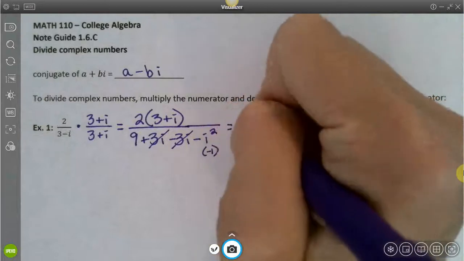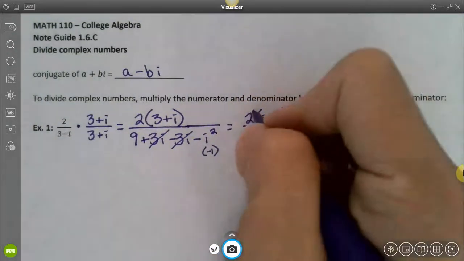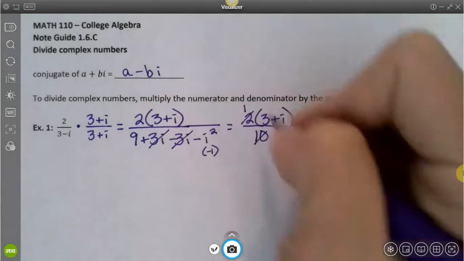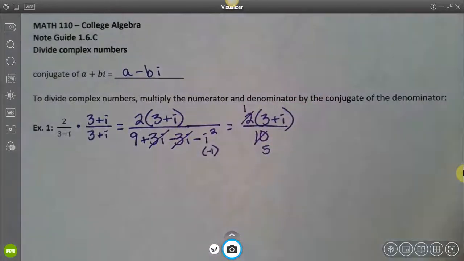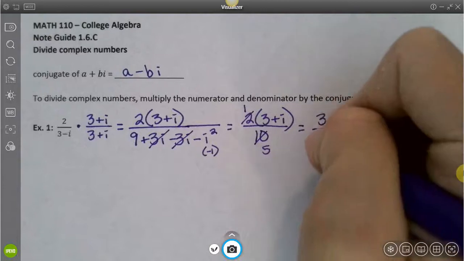And then we have the 2 times 3 plus i on top, which means we can reduce the 2 and the 10 into a 1 and a 5. So at this point, we're looking at 3 plus i over 5.